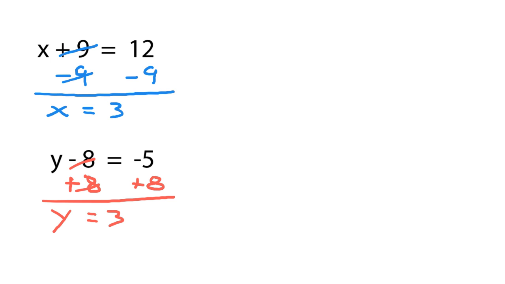And again, I can verify this and go back. I've said that y is equal to 3. If I take this 3 and put it over here where the y is, 3 subtract 8 makes negative 5. I know that I've then solved it correctly.